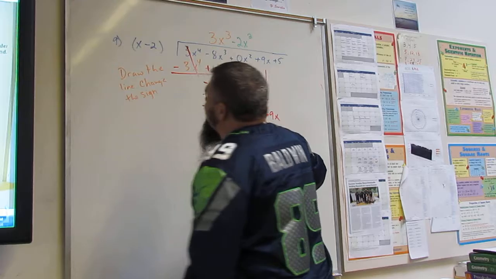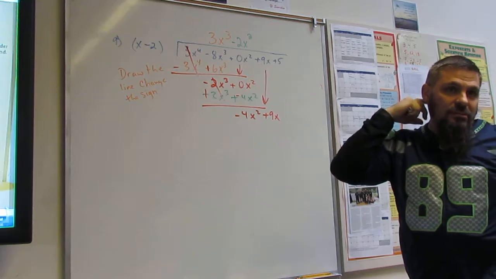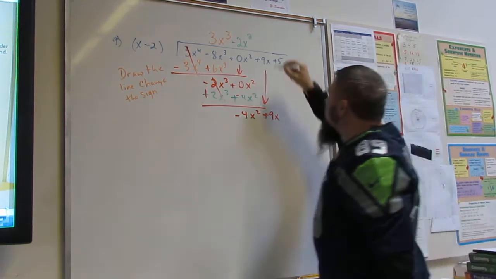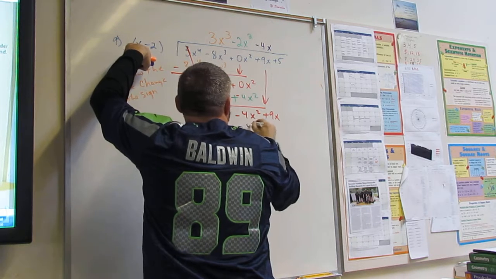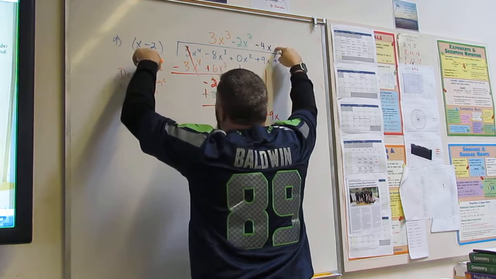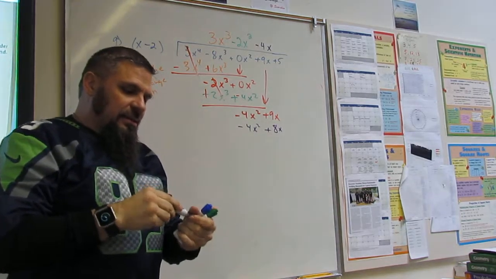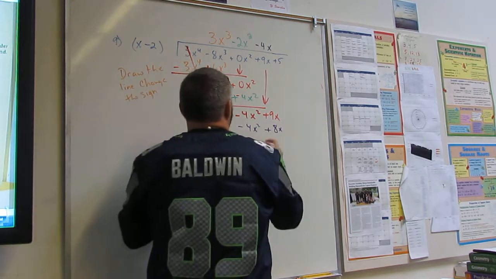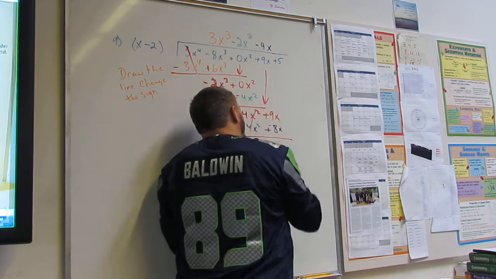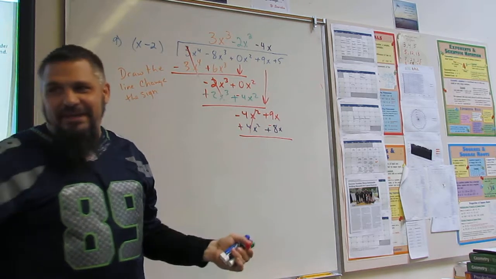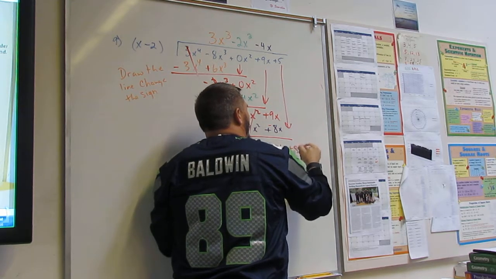Alright. What times x is negative 4x squared? Negative 4x. Perfect. So that would be negative 4x squared. And negative 4x times negative 2 is positive 8x. Right? And then we draw the line, change the sign, add them up, because we made them go away. Boom, I got x. I bring down the plus 5.